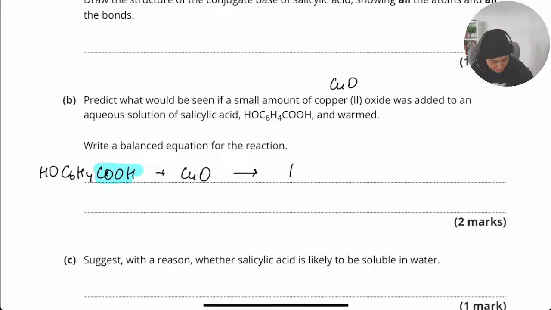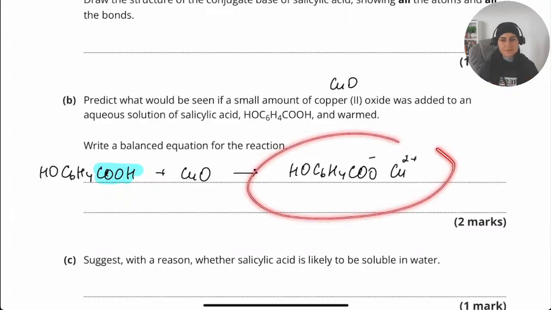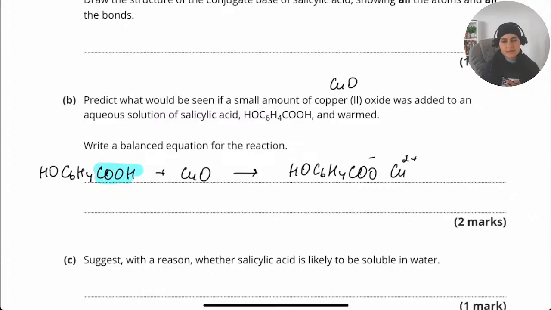So HOC6H4COO would have a charge of -1. Copper would have a charge of 2 plus. We know that because they told me that it's copper 2 oxide. It's a transition metal, so strictly speaking, it could be +1 or +2. They told me it's +2. And then you work with this formula in the exact same way as you would with any ionic salt.